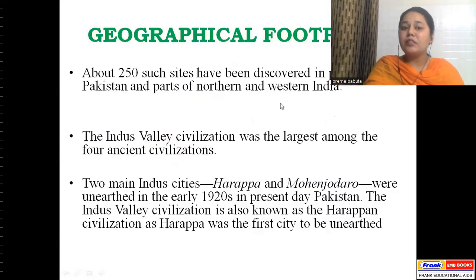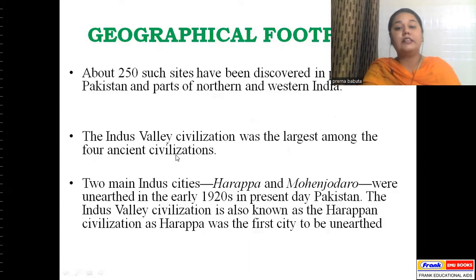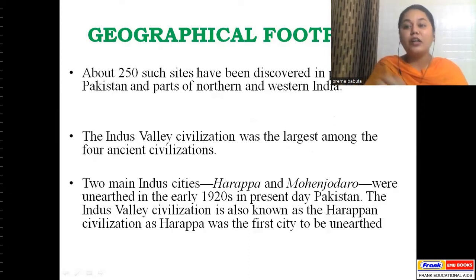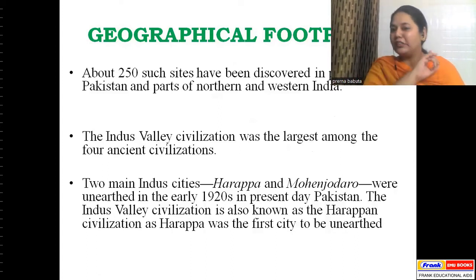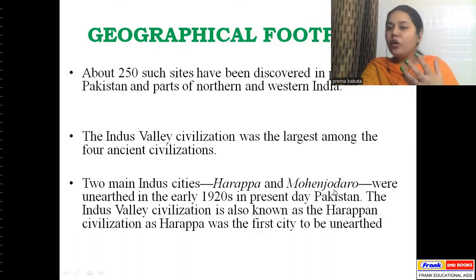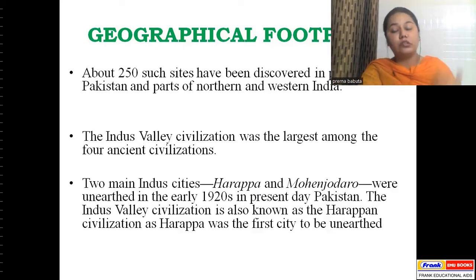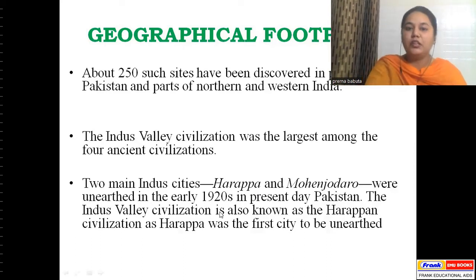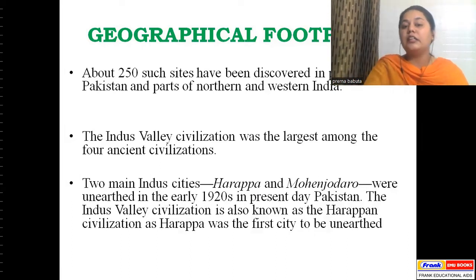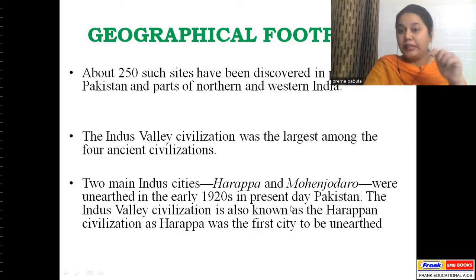Okay. Then the Indus Valley civilization was the longest among the ancient civilizations. Please don't get confused. A lot of students get confused. I am not saying that the Indus River was the longest. We are saying that the Indus civilization was the longest. Then two main Indus cities were Harappa and Mohenjo-daro, and we study more about Harappa, and that is why we also call it the Harappan civilization. They were unearthed, that is, they were found during an excavation in the early 1920s, in present-day Pakistan.